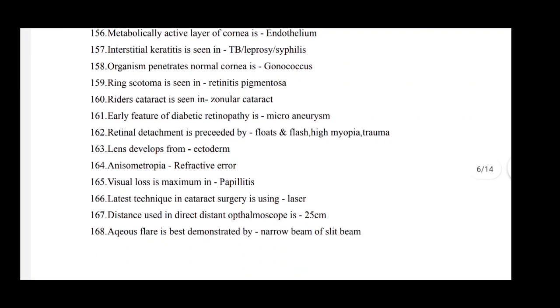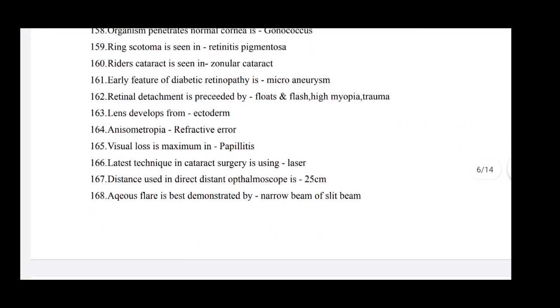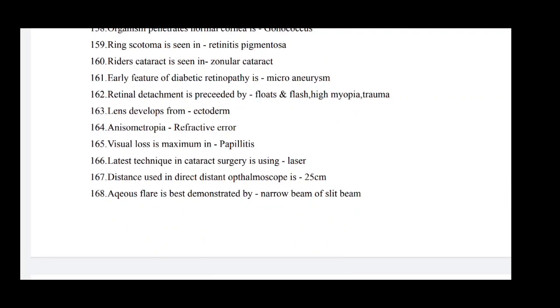The organism that penetrates the normal cornea is gonococcus. Ring scotoma is seen in retinitis pigmentosa. Rider cataract is seen in zonular cataract. An early feature of diabetic retinopathy is microaneurysm. Retinal detachment is preceded by floaters and flashes, high myopia, and trauma.